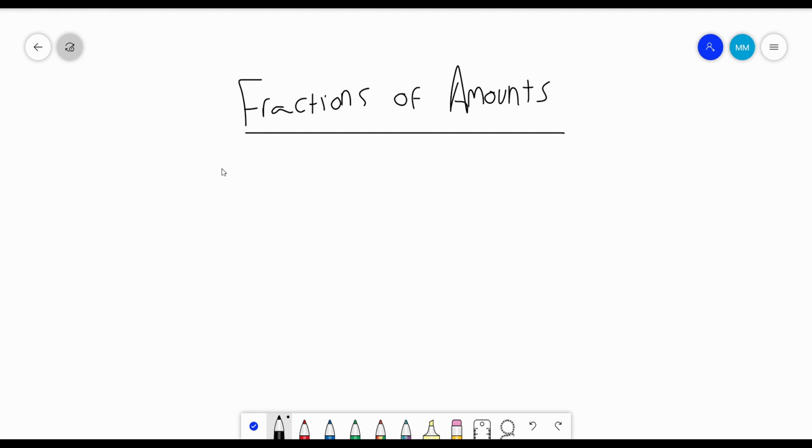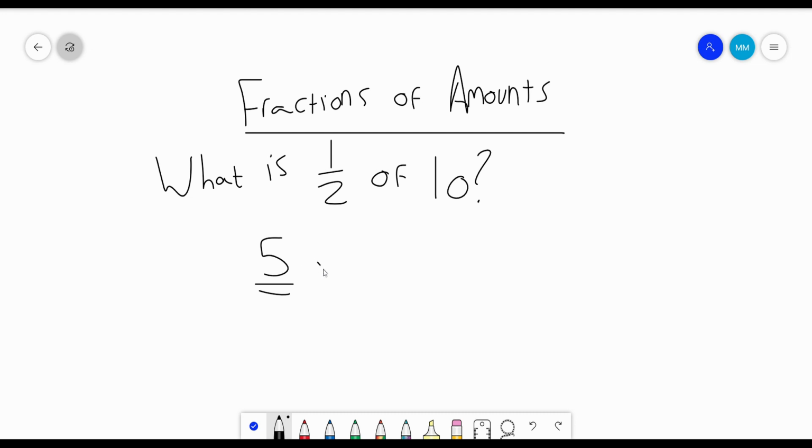Sometimes you might be asked a question: what is half of 10? Now a lot of students will say, well, that's obvious, it's 5. Stupid question, sir. And I agree, it was an easy question, and you're right, it's 5.